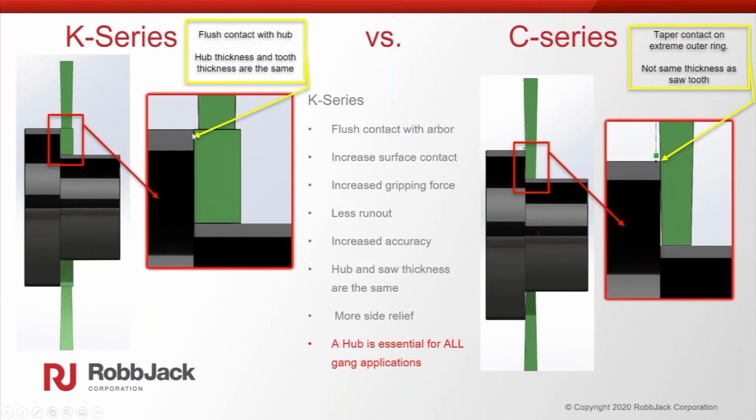When you have a flat and parallel hub, which is the same thickness as the tooth thickness, yet we have a lot more concavity and clearance on here, we're making surface contact all the way on this surface. So it increases surface contact, there's less runout and increased accuracy, and you don't have saws slipping. Whenever you gang more than one saw together with spacers, this hub is a necessity. You really shouldn't ever use a saw like this when you're ganging saws.